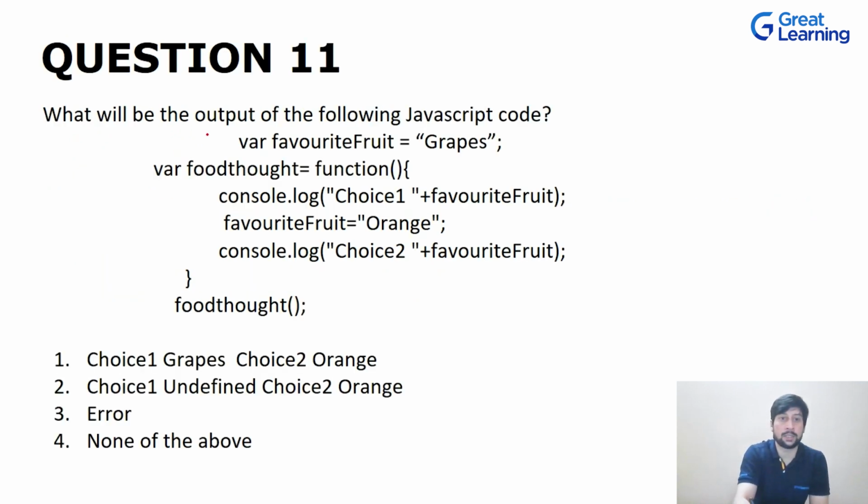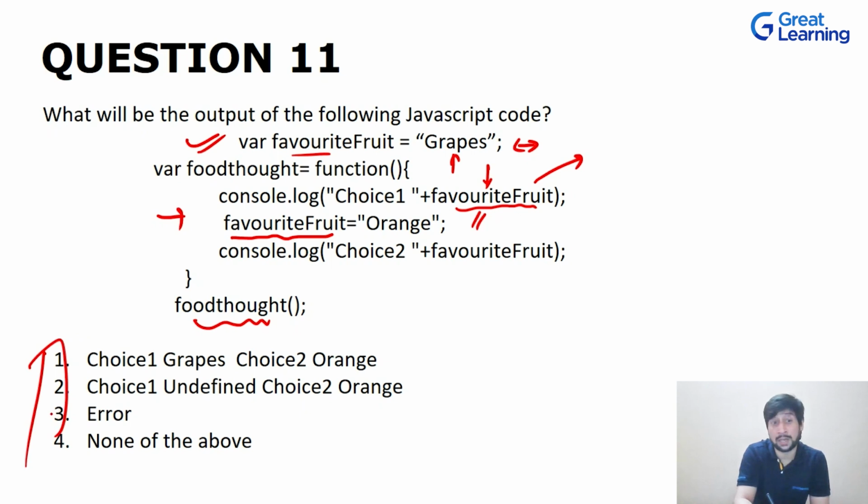Now let's move on to the next question. As you can see over here, we have this favorite food, which has been defined and declared as well. So favorite food is grapes. Now we have another function expression over here, which is food thought. So food thought has been called over here and it has been defined over here. And in this, we have this favorite food, which is orange, which has been initialized again with a new value. Now what happens in this case? What will be the value of this favorite food? Will it be grapes, or will it be undefined, or will it be maybe orange? So what will be the option out of these four?